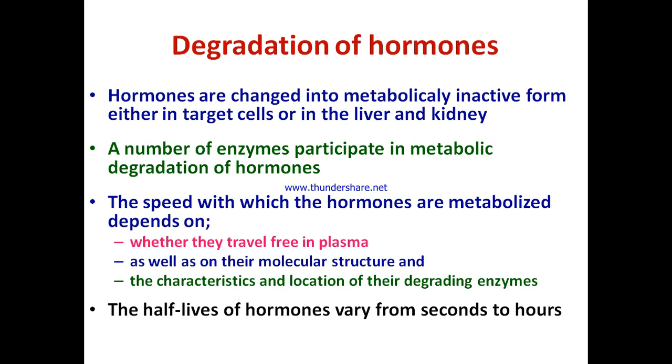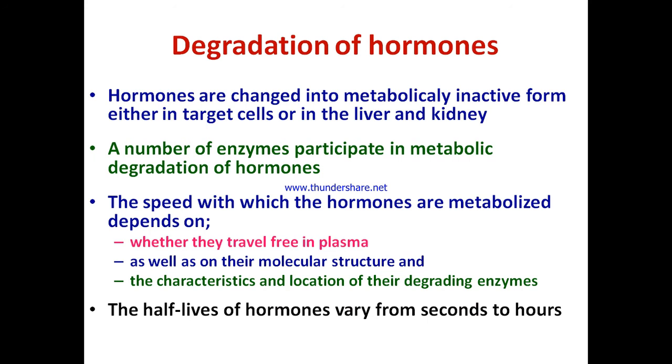Hormones are changed into metabolically inactive form. This change can happen in the target cell or in the liver and kidney. If it is circulated through blood, it will reach liver and kidney. There they will be made metabolically inactive, because the enzymes for this process of making them inactive are present in liver and kidney or in the target cell. Wherever these enzymes are present, there they get inactivated.